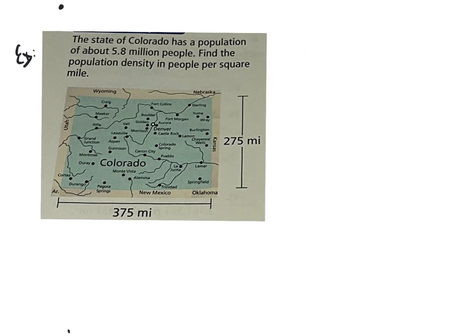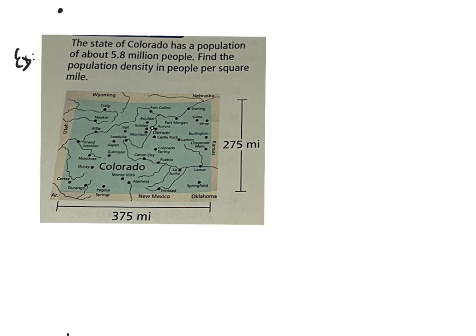Here's one that I just grabbed off the internet. It says the state of Colorado has a population of 5.8 million people. Find the population density in people per square mile. Okay, so our question again is, what's the population density? And so what this is really going to be defined as is the number of people divided by the area. The number of, in this case, people divided by the area.